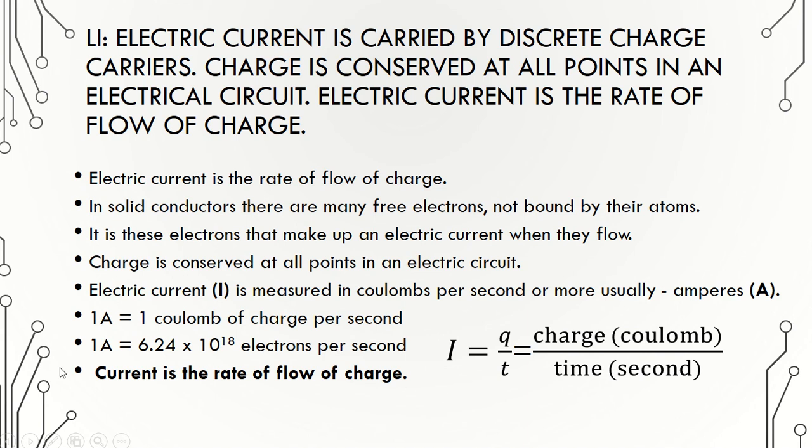So just to reiterate, you need to know that current is the rate of flow of charge, and this equation for current: current is charge per time interval, so it's coulombs per second, and coulombs per second is an amp, so you need to be able to define that.